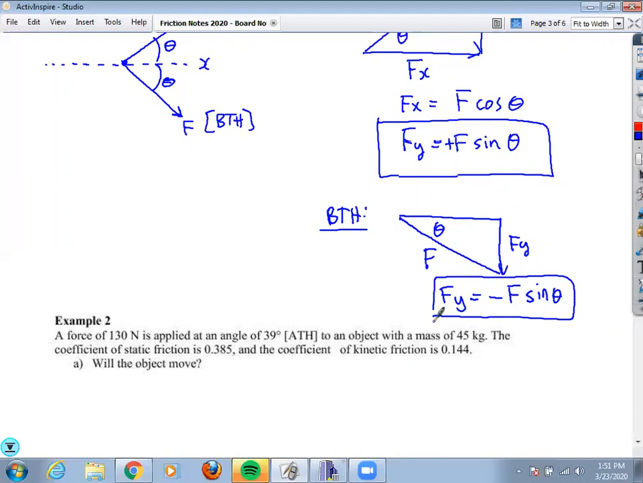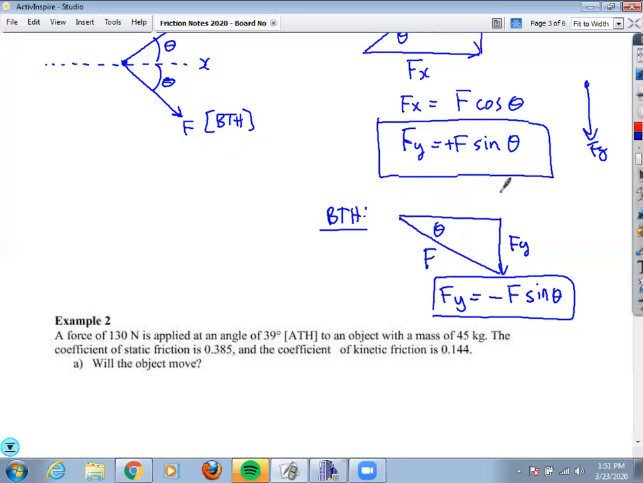So two different things. If Fy is directed up, it's going to be pulling the object up, which is going to reduce the normal force because it's counteracting weight, which is always pointed down. Remember, Fg is always down. Whereas if you push down on an object at an angle, it's actually pushing it into the ground, and so that Fy is going to add to the Fg, which is going to make the normal force larger.